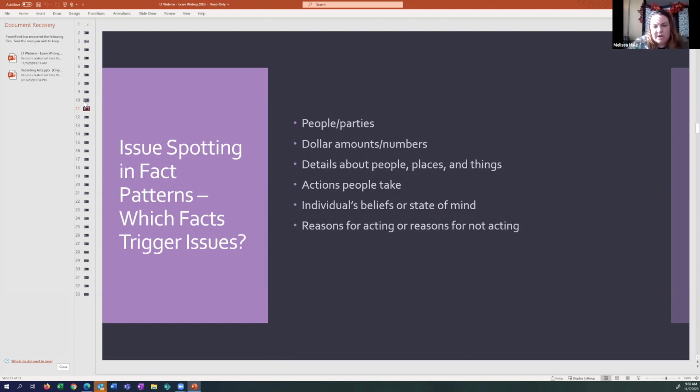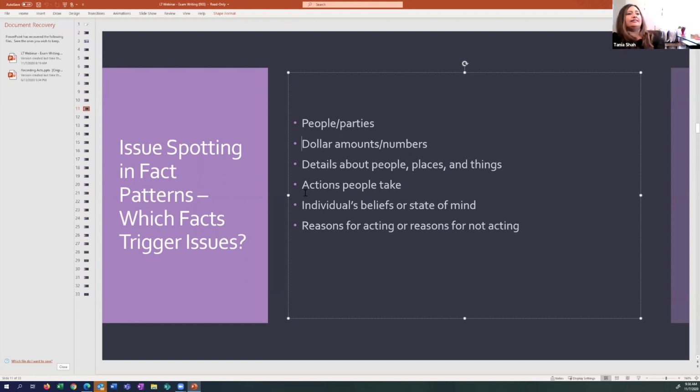But for the most part, if the professor's telling you that someone is a certain age or has a relationship to somebody, or any of these things that are listed here, they're there for a reason. So don't just dismiss them. Ask yourself, what issue, what area of law might this trigger? Why are they telling me this fact? Yeah, I think that's important.